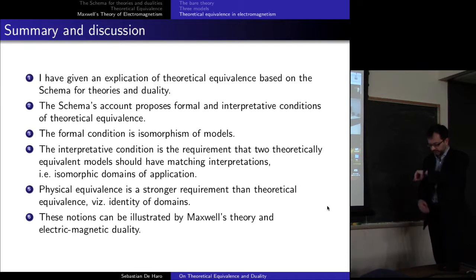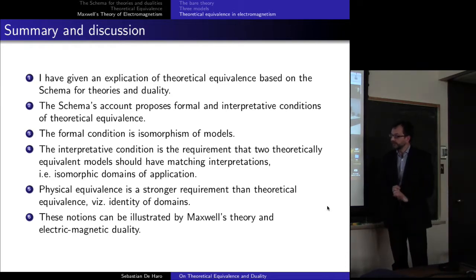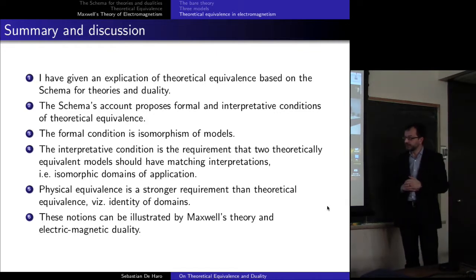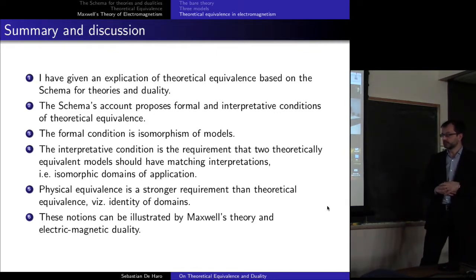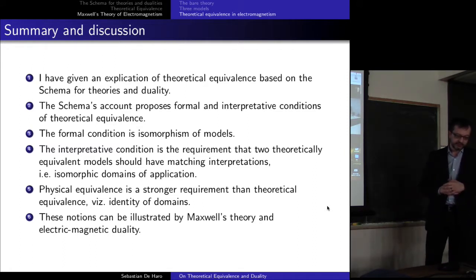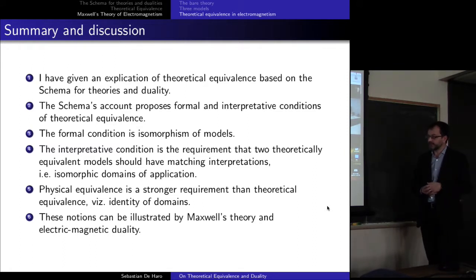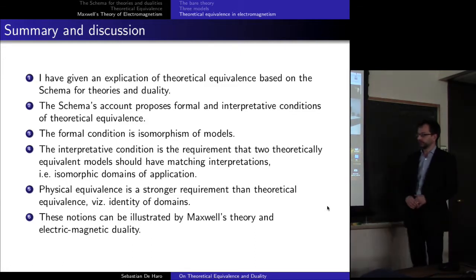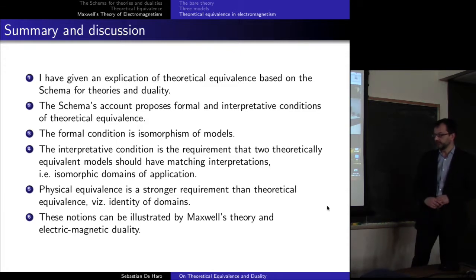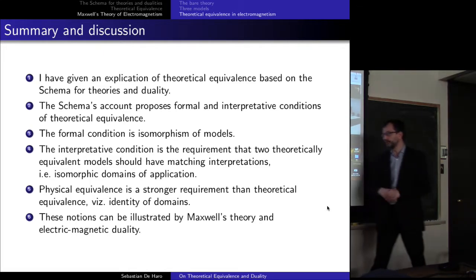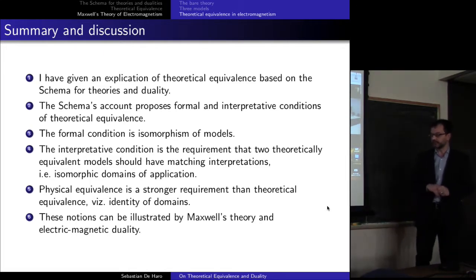Okay, so to come to the conclusion. I have given an explication of theoretical equivalence based on the schema for theories and dualities. The schema's account proposes formal and interpretative conditions of theoretical equivalence. The formal condition is isomorphism. The interpretative condition is the requirement that two theoretically equivalent models should have matching interpretations, so isomorphic domains of application. Physical equivalence is a stronger requirement than theoretical equivalence, so it's identity of the domains.